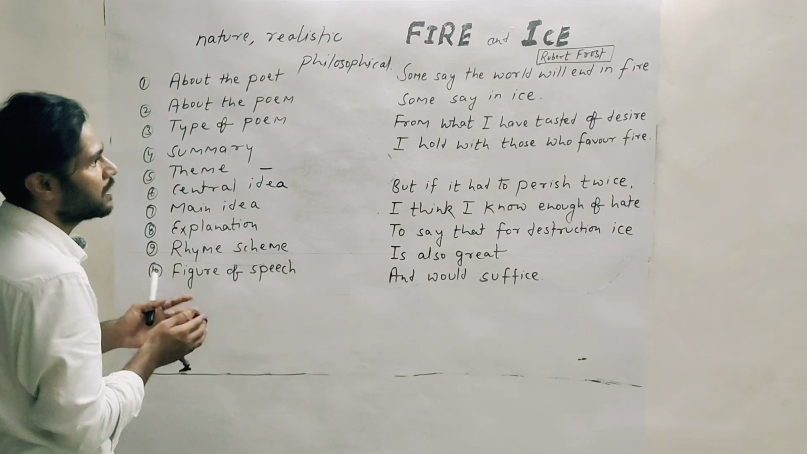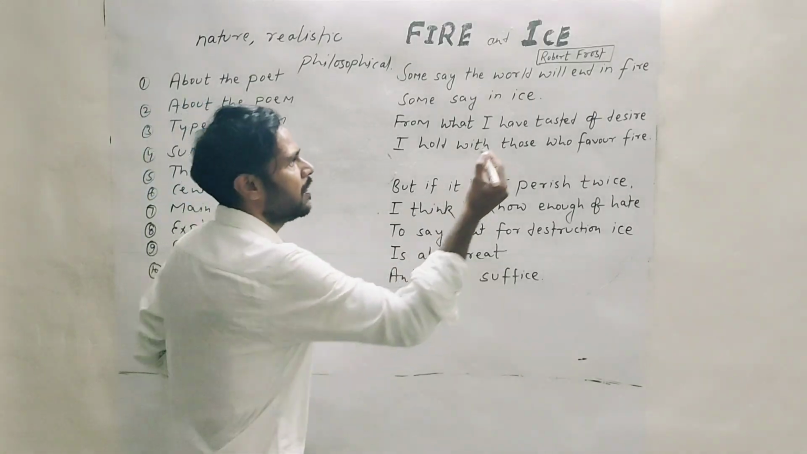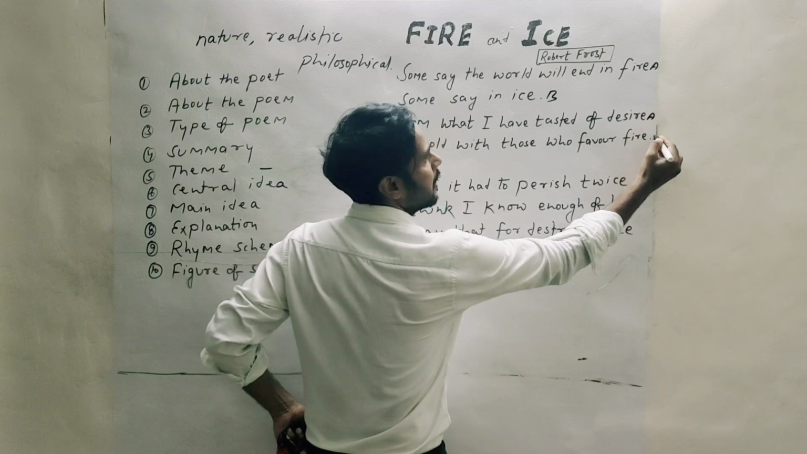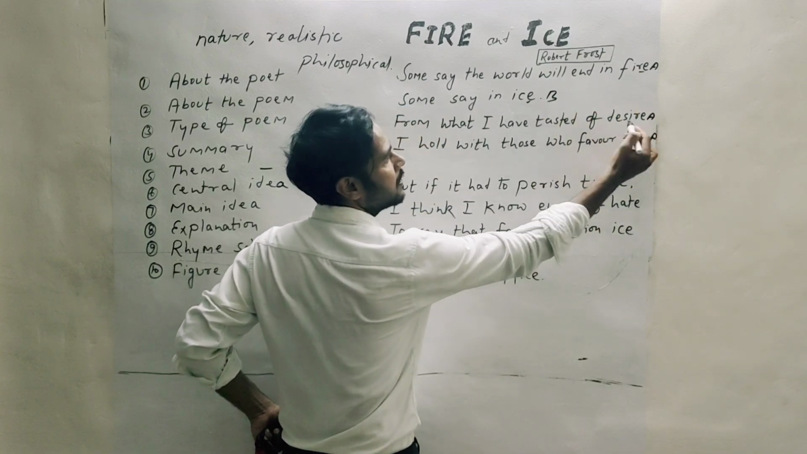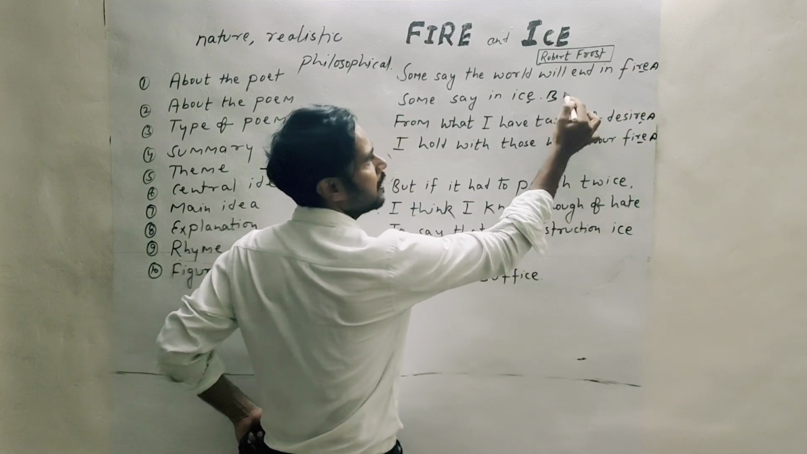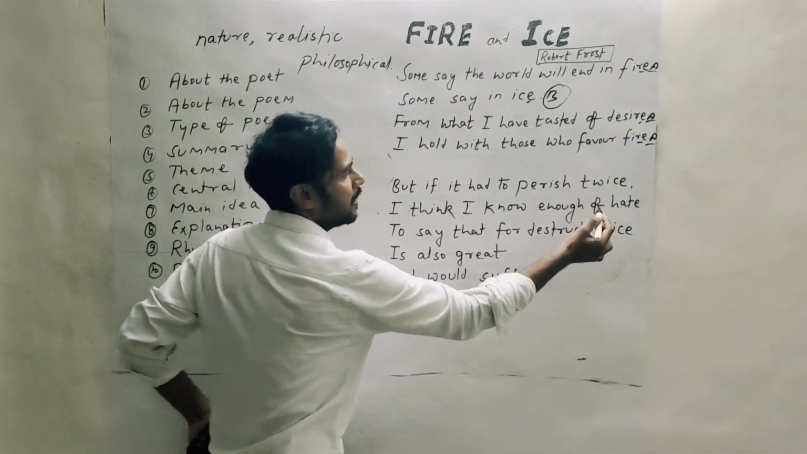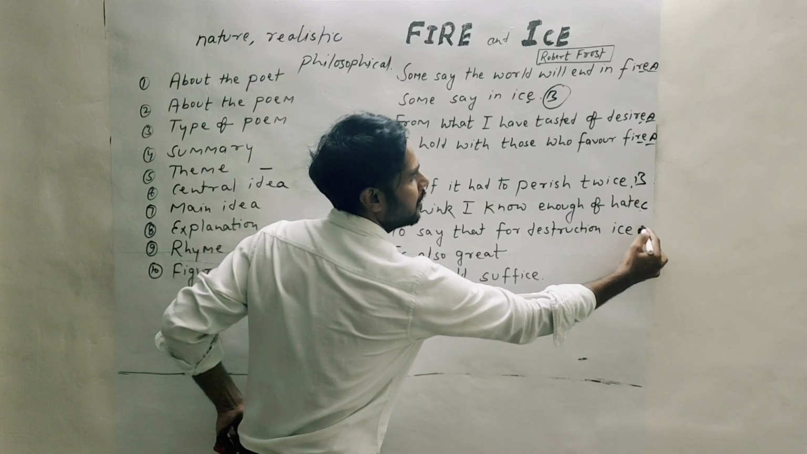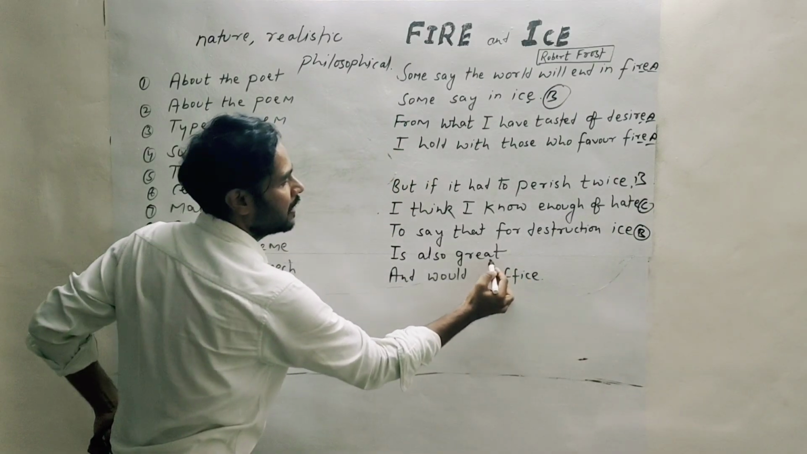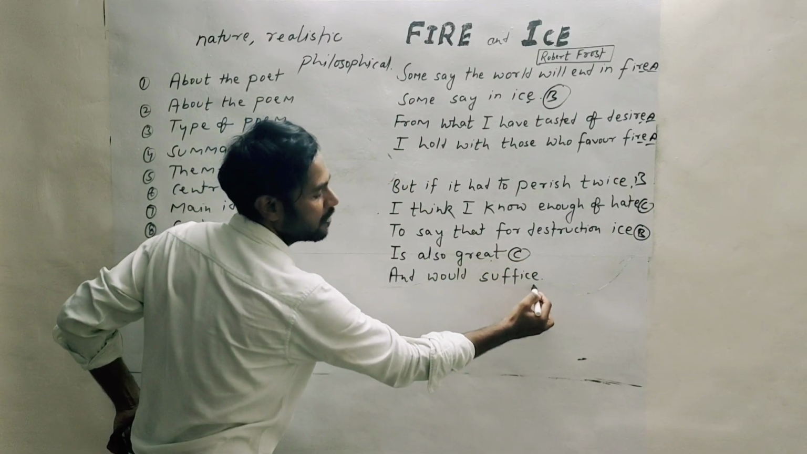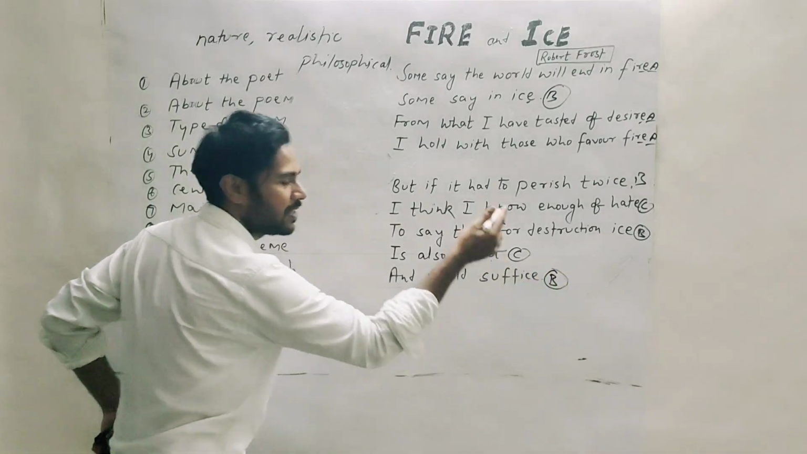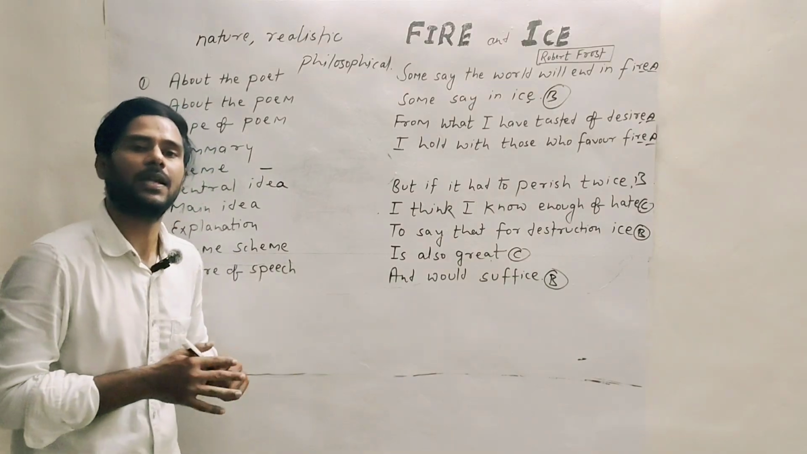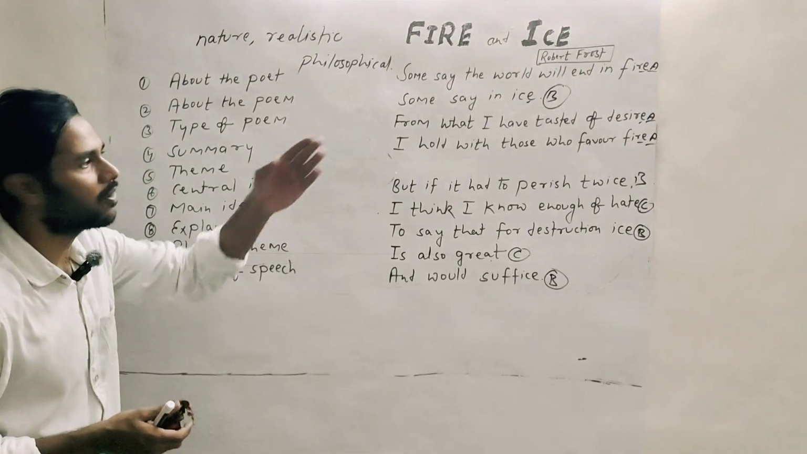And now the rhyming scheme. It's very simple. Fire, A. Ice, B. Desire, A. Fire, A. And then choice, B. Hate will become C. And then again B. And then great, C. And then suffice, B. So this is the rhyming scheme. If you go through it line by line, you can understand it easily. This is not a complicated one.